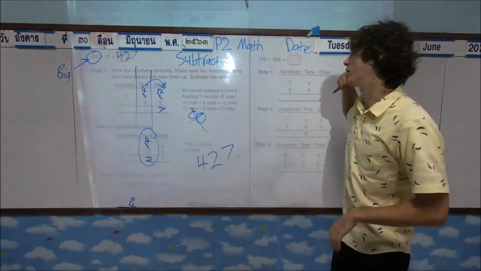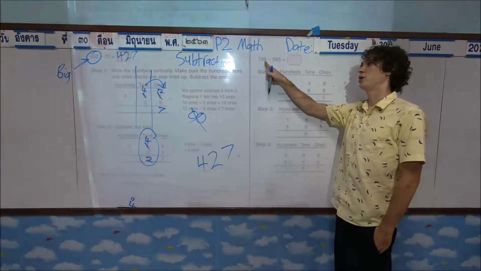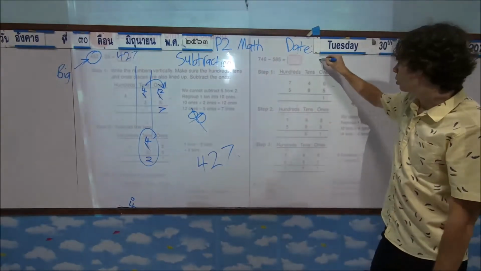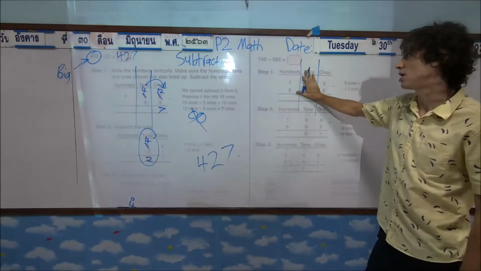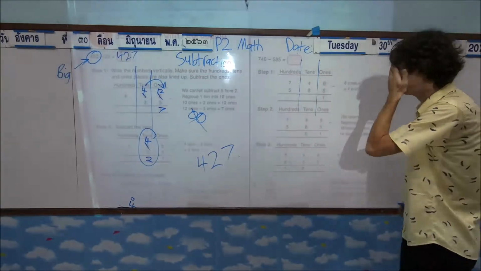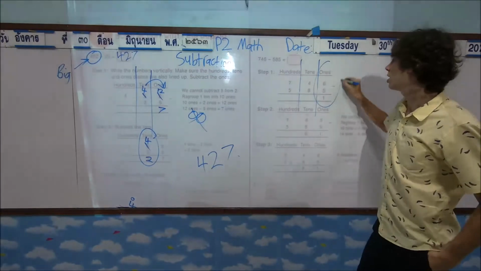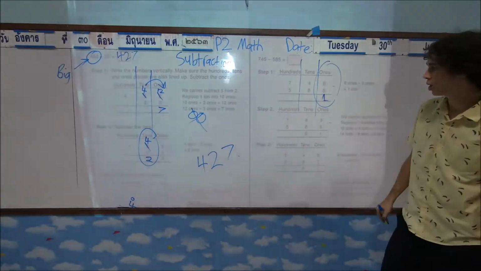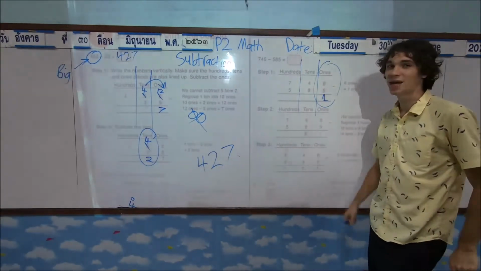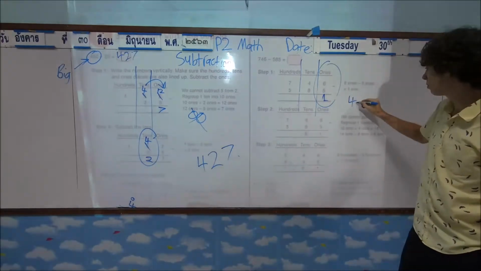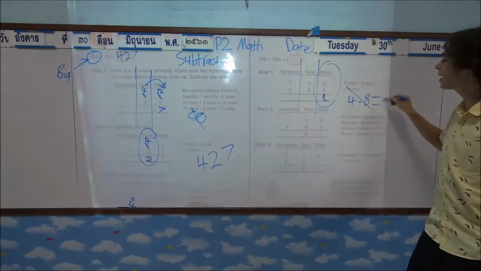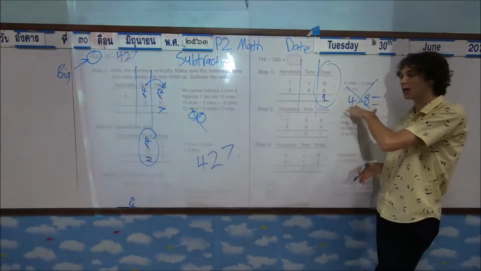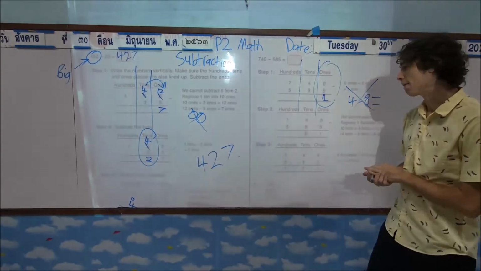Okay, another one for practice. 746 minus 585. We write it up and down. Ones, tens, hundreds. It will make it easy for you. We do ones. 6 minus 5 is 1. Now we have 4 minus 8. We cannot do that. We cannot take 8 away from 4. I don't have 8. I only have 4.